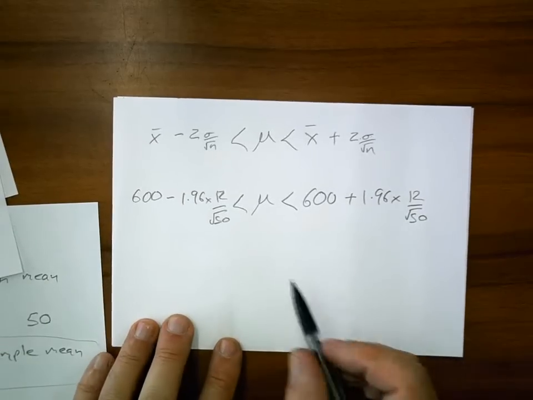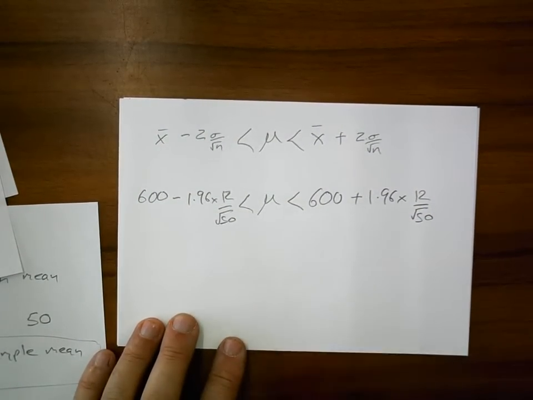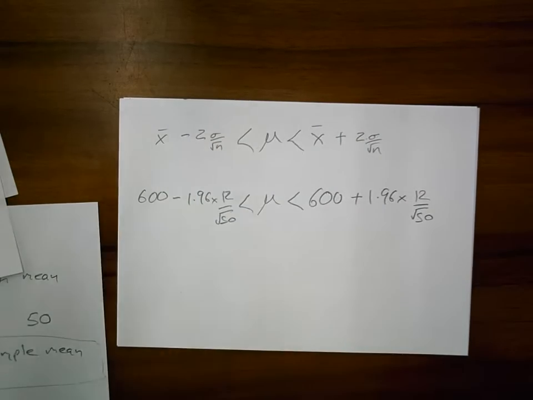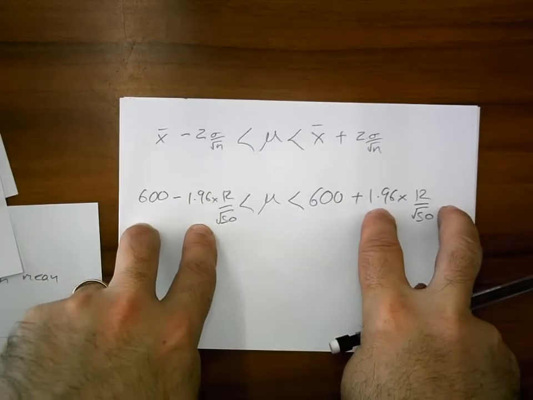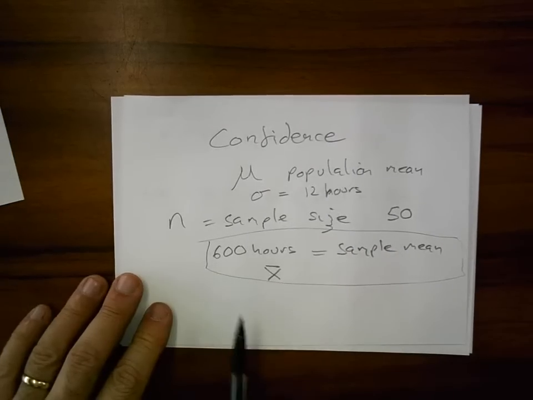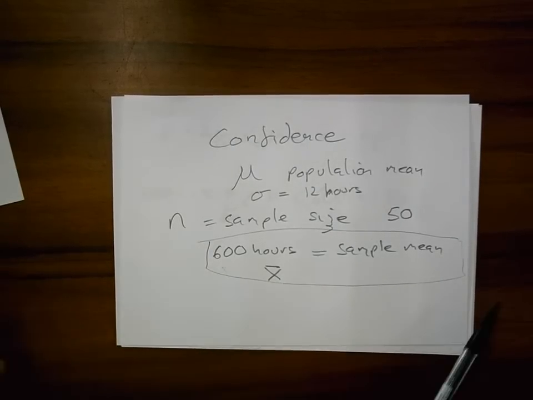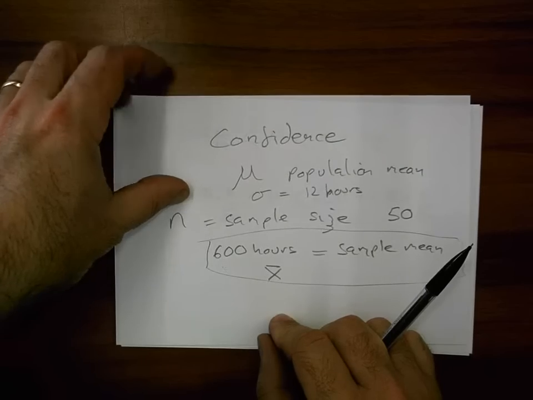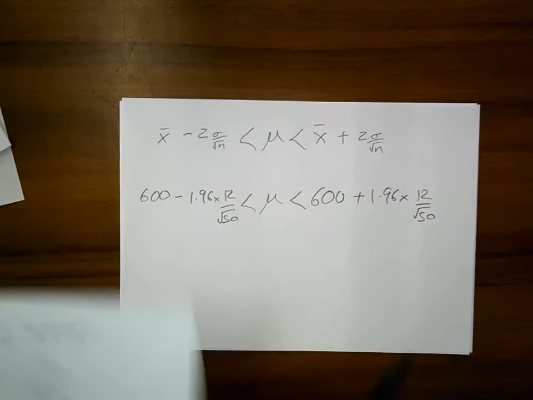Okay, so what we're saying is that we are 95% confident that the real mean, the whole population's mean, is between this value and this value. Now we'd hope that the real mean would be 600 hours. Okay, so I can make a claim as a company, hey, average life of my light bulb, 600 hours. Okay, so I could make that claim, but how about making a claim based upon this value?